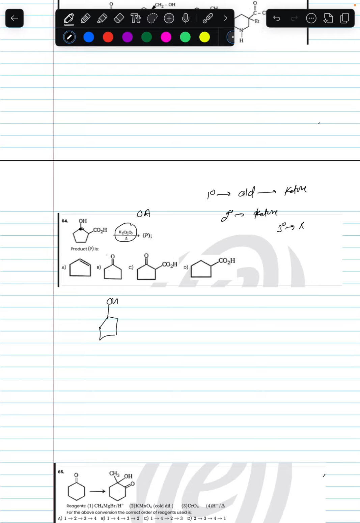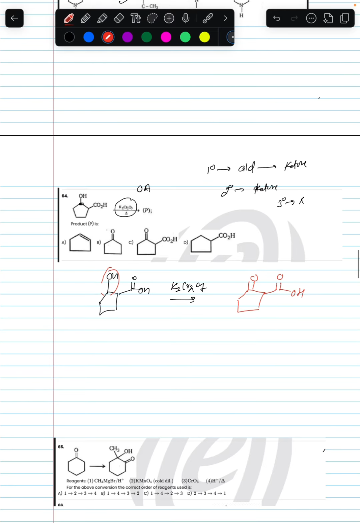So this 2 degree alcohol on reaction with K2Cr2O7 converts into ketone. Next is heating. After heating, as we know, it is a beta keto acid, so CO2 is eliminated and we get the final product B.